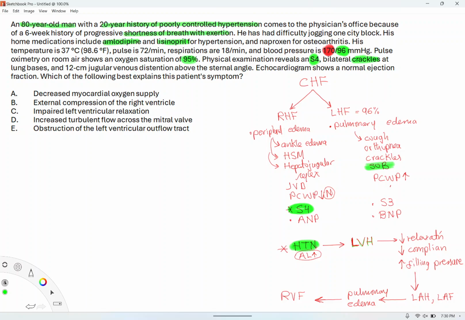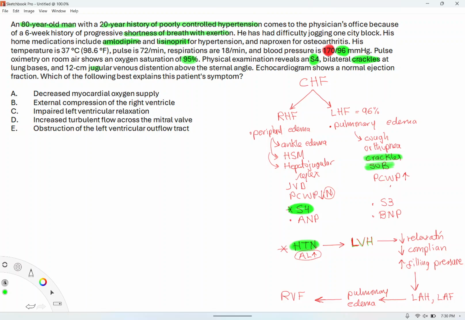Crackles. There are bilateral crackles, and that is a sign of left heart failure. At the lung bases, because there's fluid in the lung bases when you're standing. When you stand or sit erect, gravity is going to push fluid to the base or the bottom of the lungs, right? Unless you lie down, then it will be different.